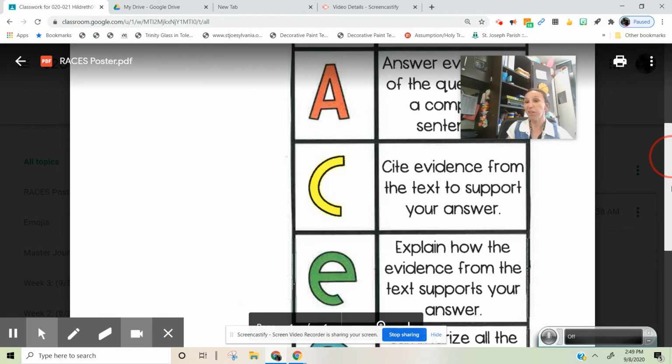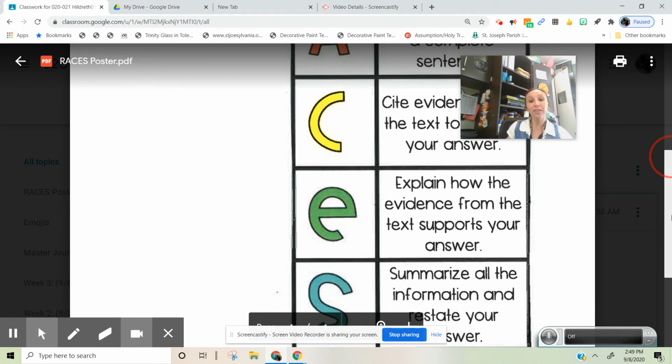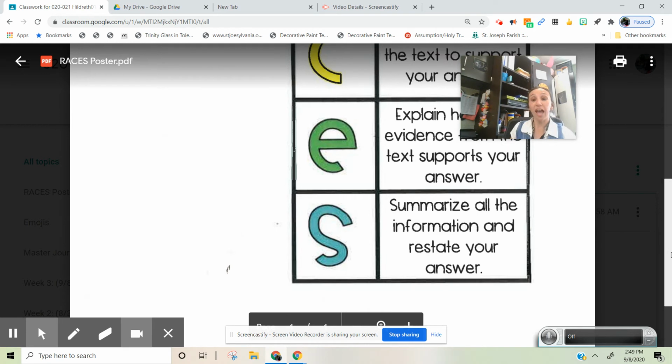So you're going to have probably about three more sentences. And then the last sentence is you're going to have an S, and you're going to wrap up all of your ideas and conclude the paragraph. So when you get finished with an answer to an extended response, if you use RACES and do it correctly, then you would have at least a minimum of five sentences. So there's a quick overview.